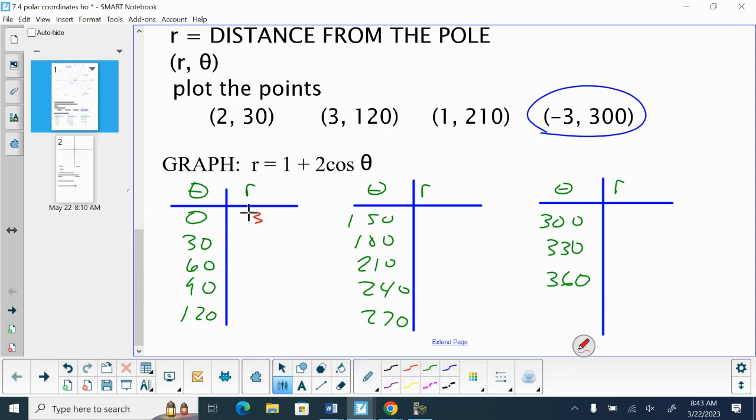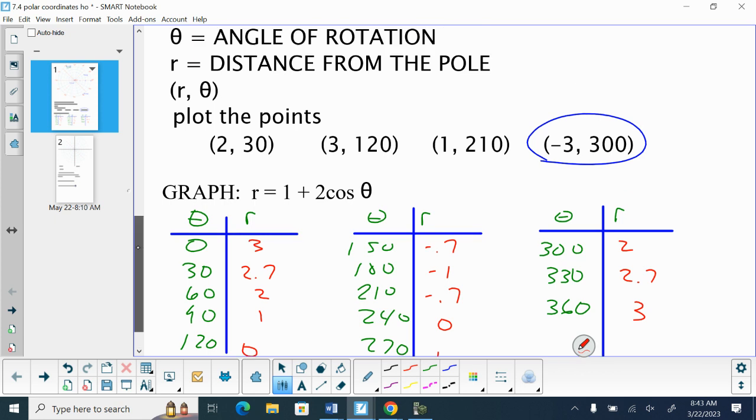So we have 3, 2.721. What's 120? What do you got? 0. Then negative. What's 150? Negative 1, negative 0.7, 0, 1, 2, 2.7, and 3 is our values.